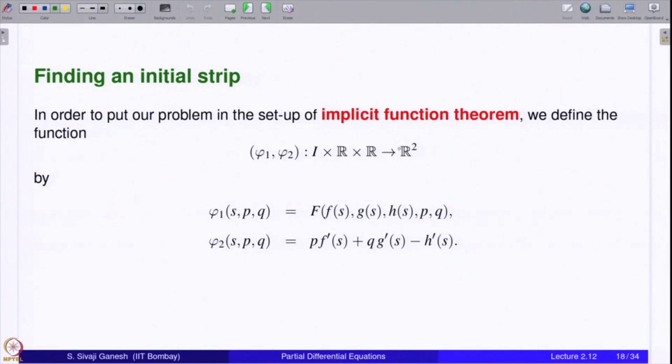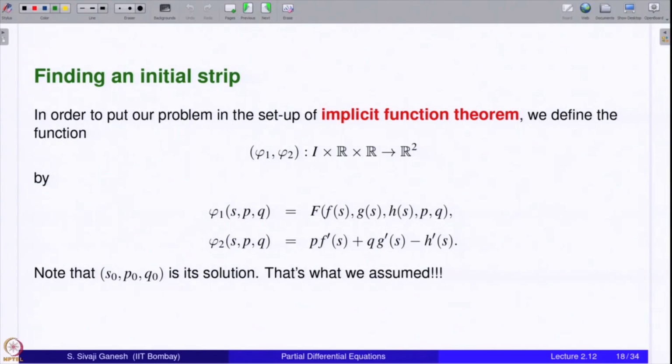Okay. So, with this correction, phi 2 of s, p, q is the second equation that we had on the previous slide. We are interested in its solution. What is given is (s naught, p naught, q naught) is a solution. You have to find the p naught, q naught such that (s naught, p naught, q naught) is a solution. So, that is what we assumed.